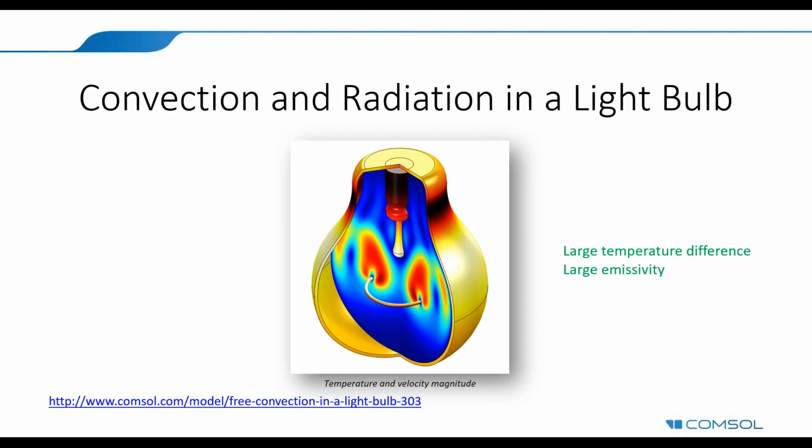In this case, we have good ingredients to make surface-to-surface radiation large compared to the rest. In particular, the temperature of the filament is very high, more than 2,700 Kelvin. The surface emissivity of the tungsten filament is also optimized, so it's close to 1, which means that it will radiate a lot. So we have ingredients that make it obvious that we should account for surface-to-surface radiation if we want to correctly predict the temperature distribution in such a model.